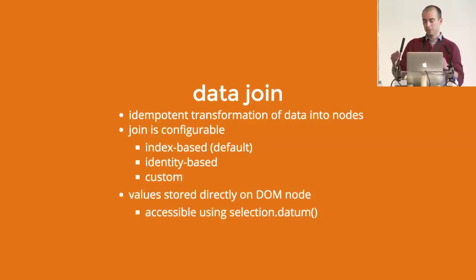And I suppose peeking under the covers of D3, what it's actually doing is associating that data item specifically with the node. And if you actually want to get access to it, you can do that. If you use selection.datum, that will return the first node within that selection's associated data.